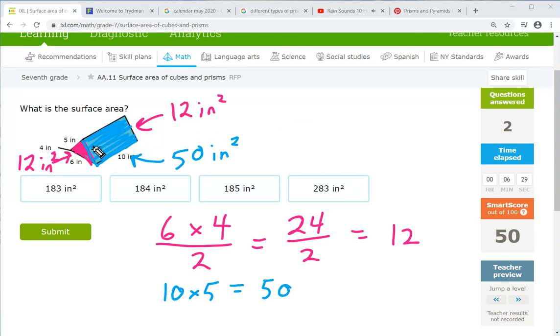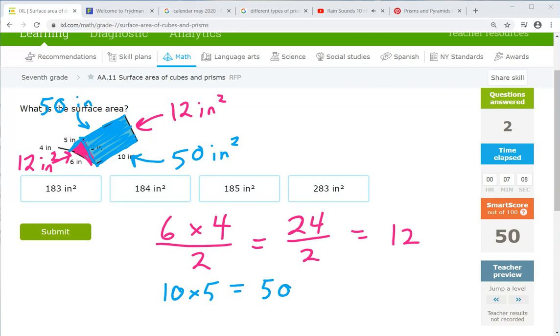But wait a minute. This rectangle is the same as the rectangle. Even though you can't see it, you know that it's there. There's a rectangle in the back here, which is exactly the same as this rectangle. Do I know it's the same? Yes, I know it's the same because it says that this is 5 inches here. And this 10 inches here would be the same as this. So this would also be 10 times 5, which is 50 square inches in the back.